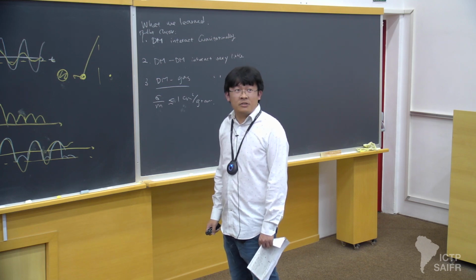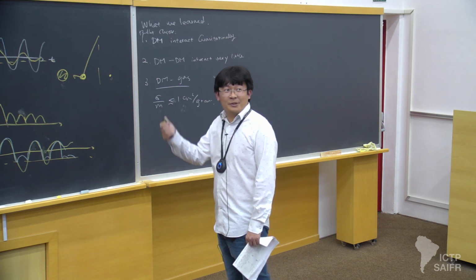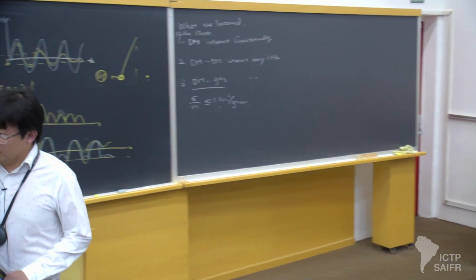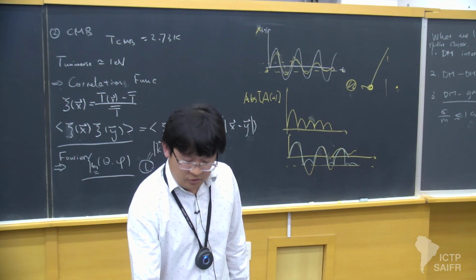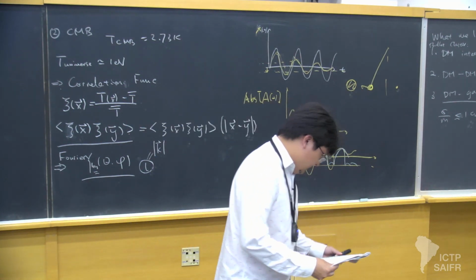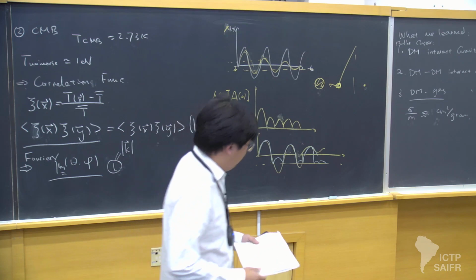People happy with the harmonic oscillator? And also the picture? Okay, good. So that's evidence number 2 for dark matter, and that's the cosmic microwave background.